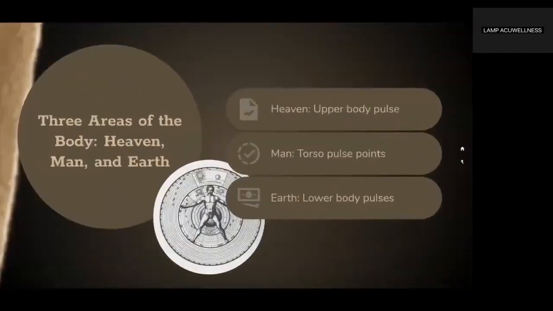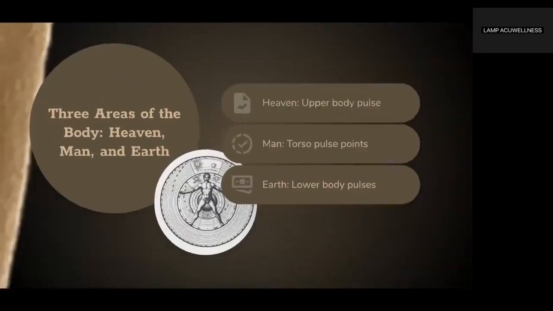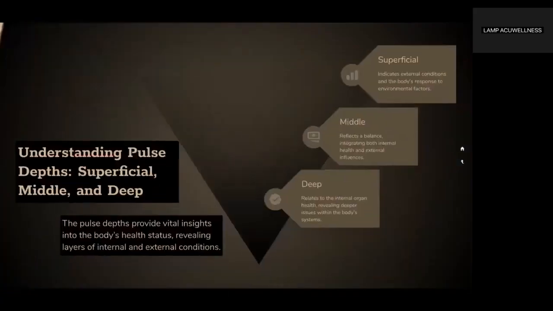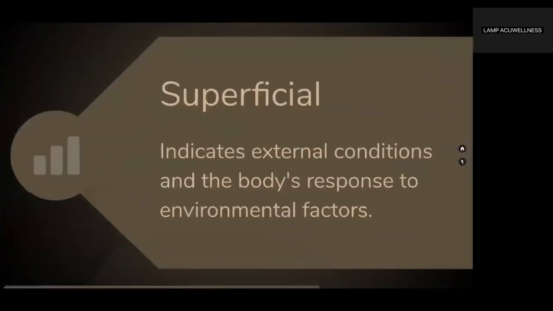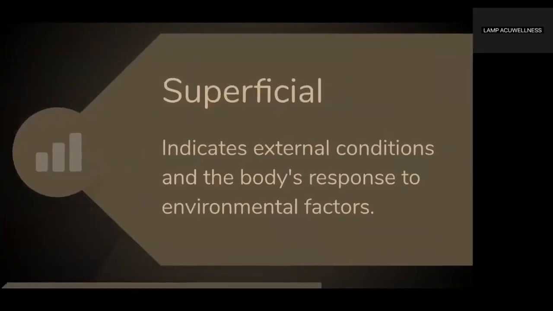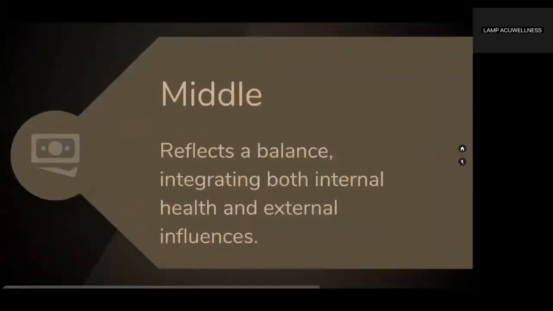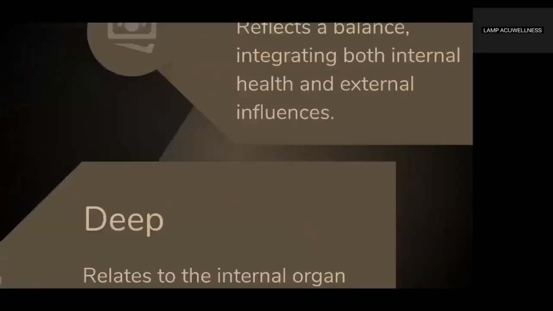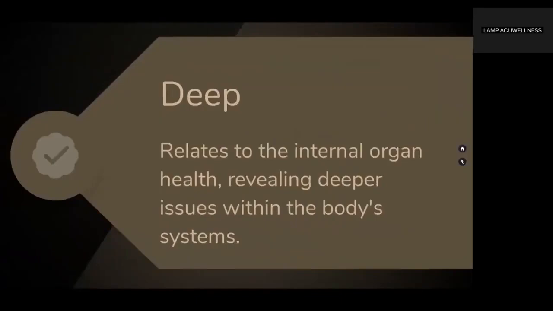3 areas of the body: heaven, man, and earth. Heaven, upper body pulse; man, torso pulse points; earth, lower body pulses. The pulse depths provide vital insights into the body's health status, revealing layers of internal and external conditions. Superficial indicates external conditions and the body's response to environmental factors. Middle reflects a balance, integrating both internal health and external influences. Deep relates to the internal organ health, revealing deeper issues within the body systems.